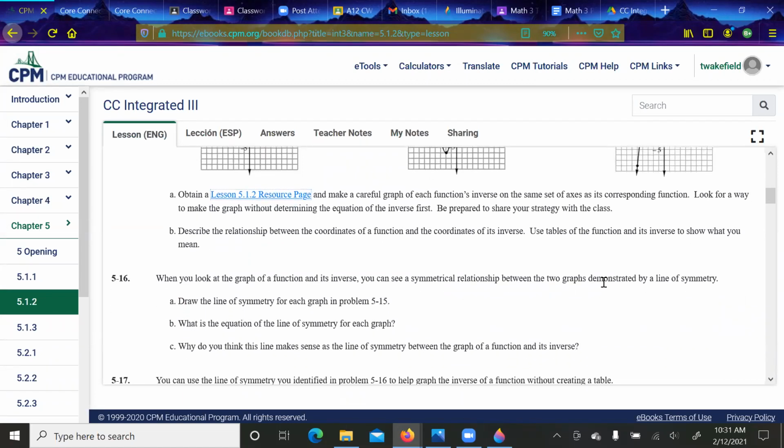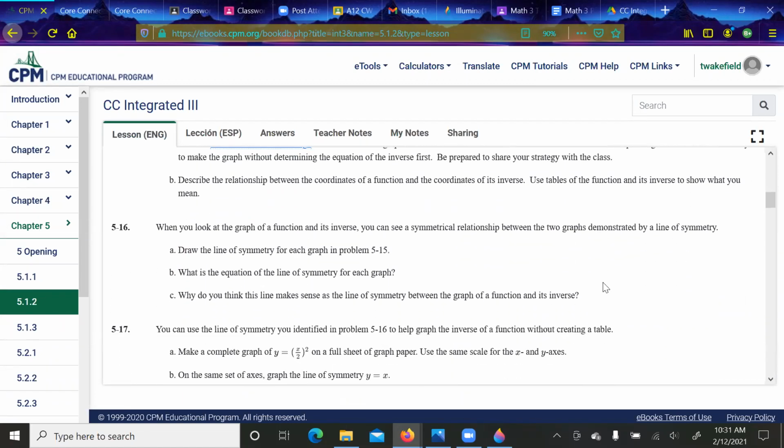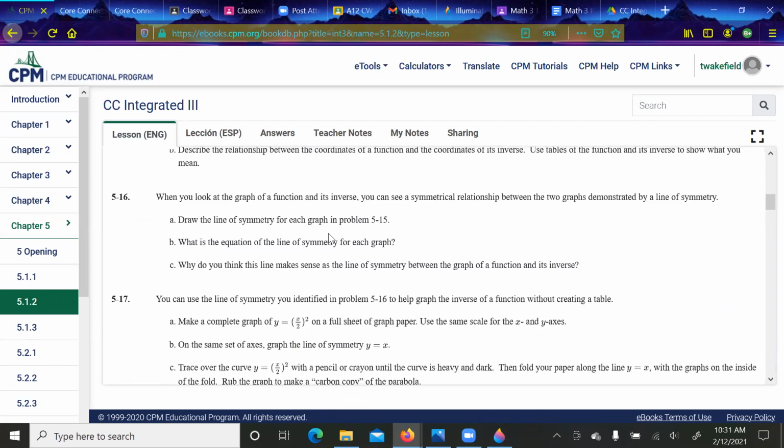Okay, so we did 15, 16. When you look at the graph of the function and its inverse, you can see a symmetrical relationship between the two graphs demonstrated by a line of symmetry, right? We found that line of symmetry, right? We know what it is. Draw the line of symmetry in each of the graphs. We did it in the last two, so you could draw in the first one. Go ahead and do that.